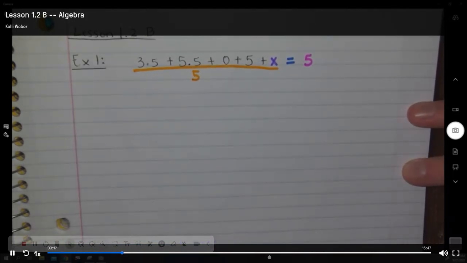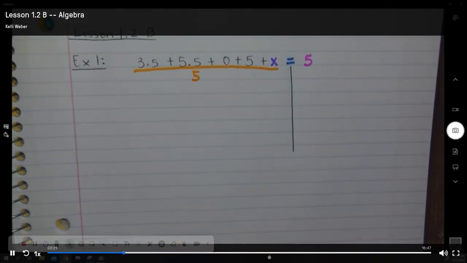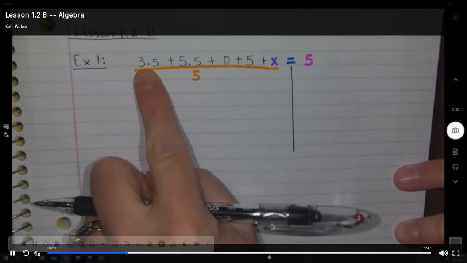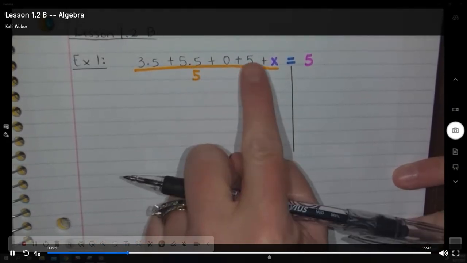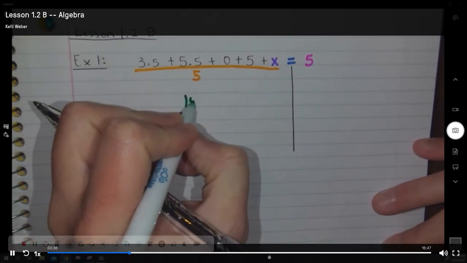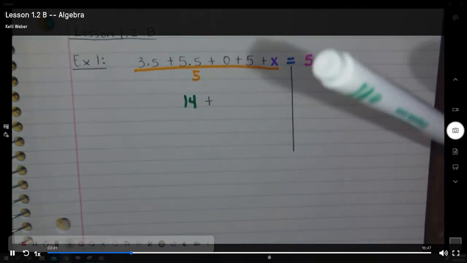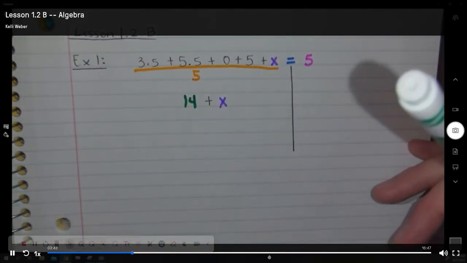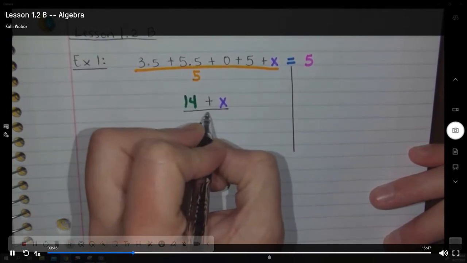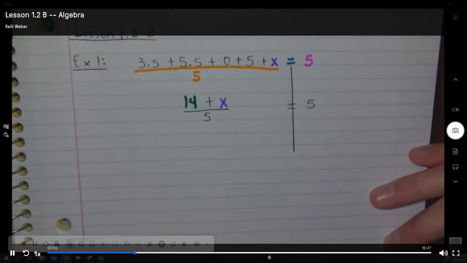So following our steps, the first thing that we're going to do is simplify this information, combine those terms that are alike. So we have 3.5 plus 5.5 plus 5 is going to give us 14 plus the X that we haven't used. It's still over 5. That part hasn't changed. And our total over here on the right is still 5.